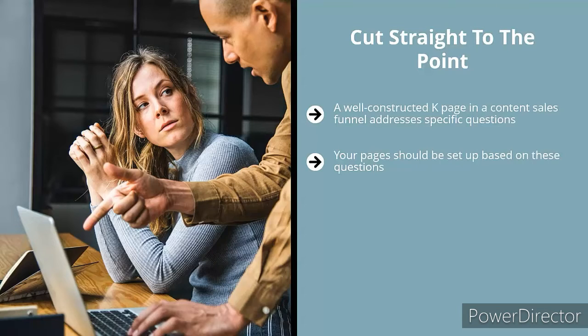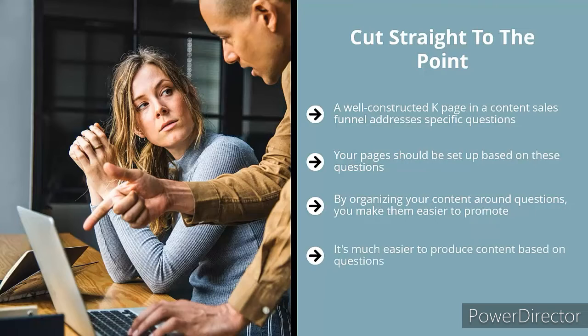There are great resources online you can use to find these questions. The most common, of course, is the Google AdWords Keyword Planner tool. You can also use a tool called AskTheAudience.com. Whatever the case may be, think of organizing your K pages around questions because people work with their problems in the form of questions. By organizing your content around questions, you make them easier to promote. Please understand that the human mind tends to navigate and process information in two forms: questions and stories. It's much easier to produce content based on questions. They're short, they're choppy, and they're easy to process.